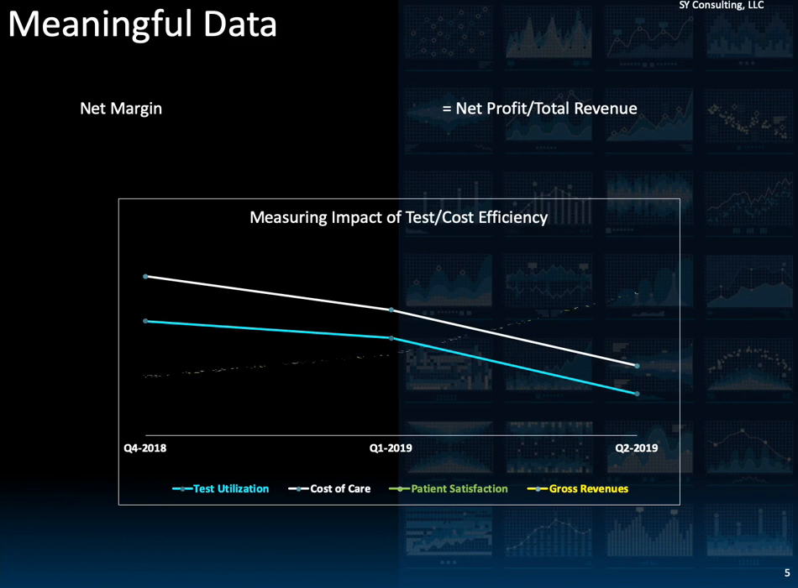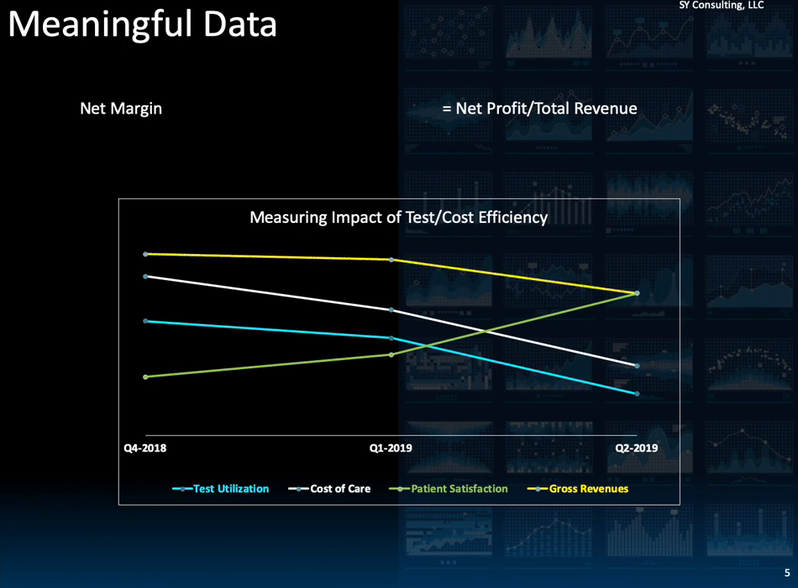It increases patient satisfaction by removing the inconvenience and time spent providing multiple samples. It also reduces gross revenue. So how can reducing gross revenue be a positive for the lab? The answer lies in the net margin, a metric of the profit and loss statement and a key performance indicator of the lab's financial health.